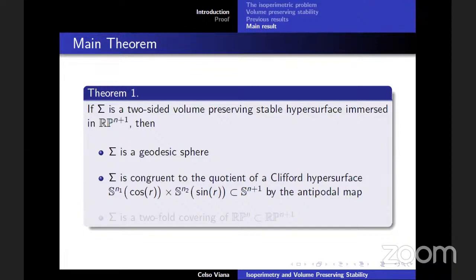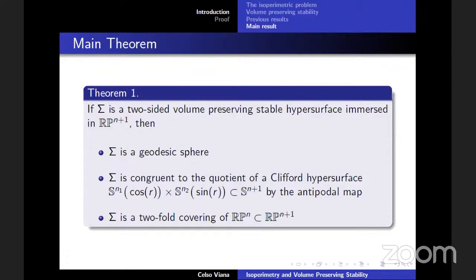And also, we have the trivial example of a two-fold covering of RPn. So this is also a stable example. A few more words about these Clifford hypersurfaces. As r goes from 0 to pi over 2, these hypersurfaces are equidistant from one another, and they degenerate in some linear subsphere in the sphere. And so downstairs, they are equidistant from one another and degenerate in some linear projective subspaces.